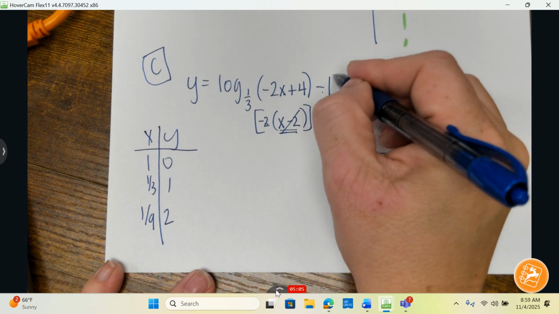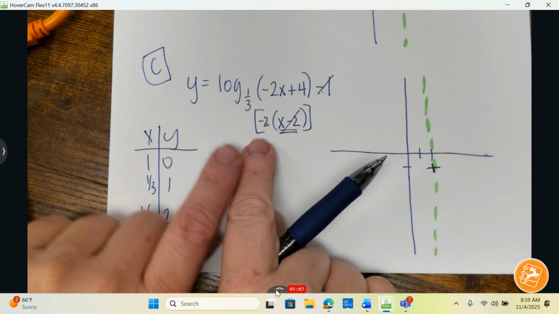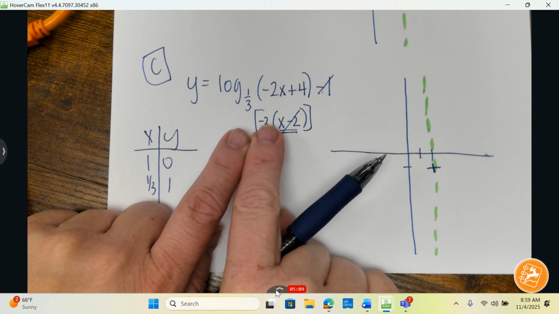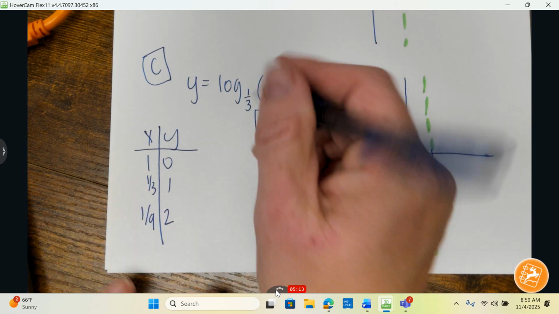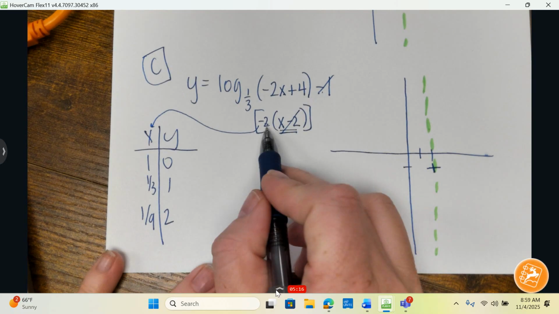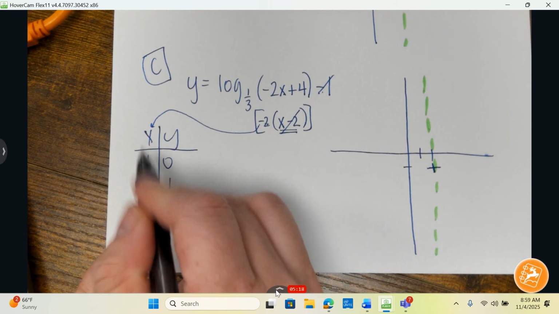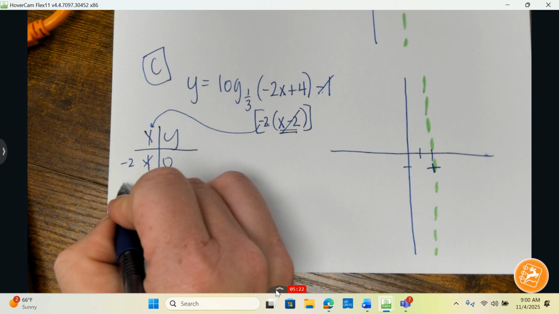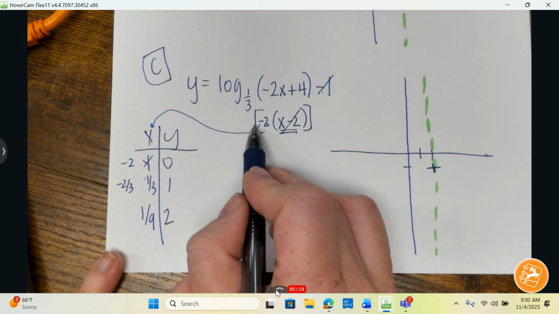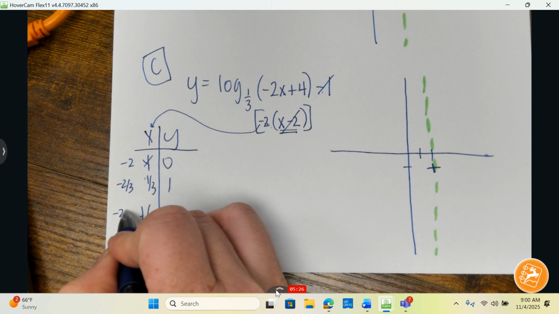So this is my new origin. I've got one thing left. This gets multiplied by the, anybody remember? X's. Oh, this is tough. So I'm taking negative 2 times 1. Okay, that's negative 2. I'm taking negative 2 times 1/3. That's negative 2/3. Negative 2 times 1/9 is negative 2/9.